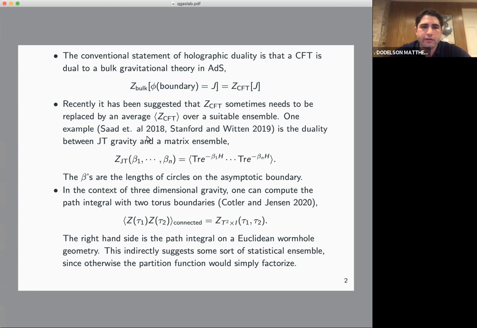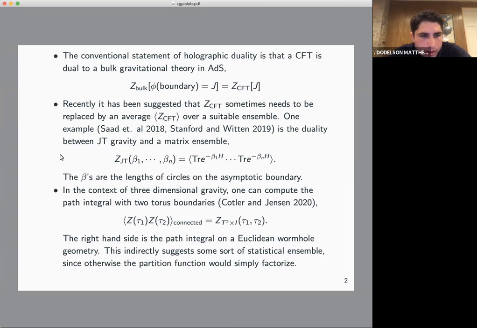But recently, it's been suggested that sometimes you have to average Z_CFT over a suitable ensemble. So there are some examples in lower dimensions. The first example, from Saad, Shenker, Stanford and Witten, is this duality between JT gravity and a matrix ensemble. So JT gravity is a two-dimensional theory of gravity, and it's dual to this matrix ensemble on the boundary.